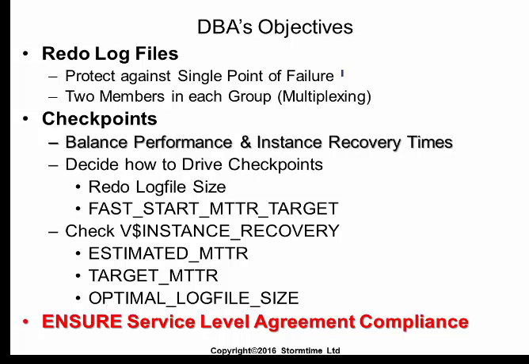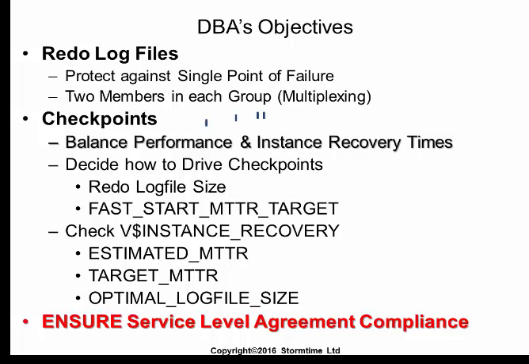So simply by multiplexing, we have at least two members in each group. That means Oracle is writing to both at the same time. And if we lose one of them, Oracle will actually continue processing. As long as Oracle can write to at least one member in each group, it can process as normal.